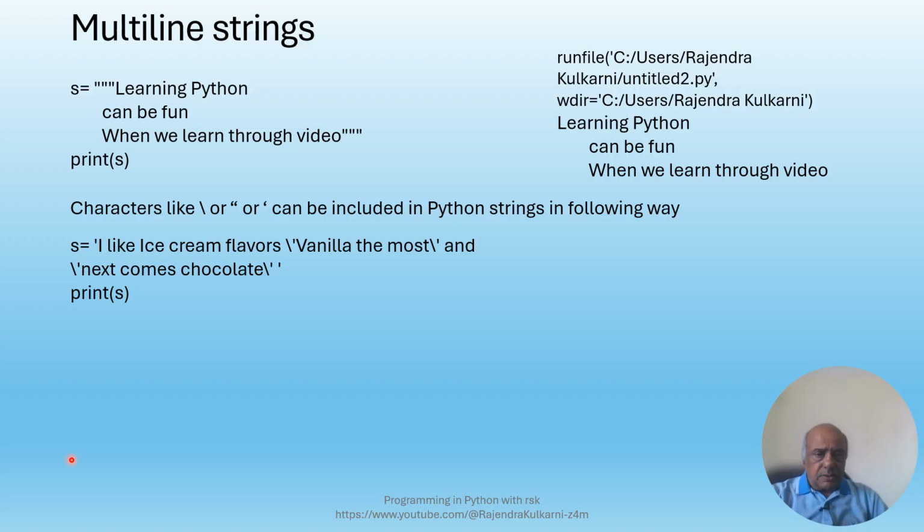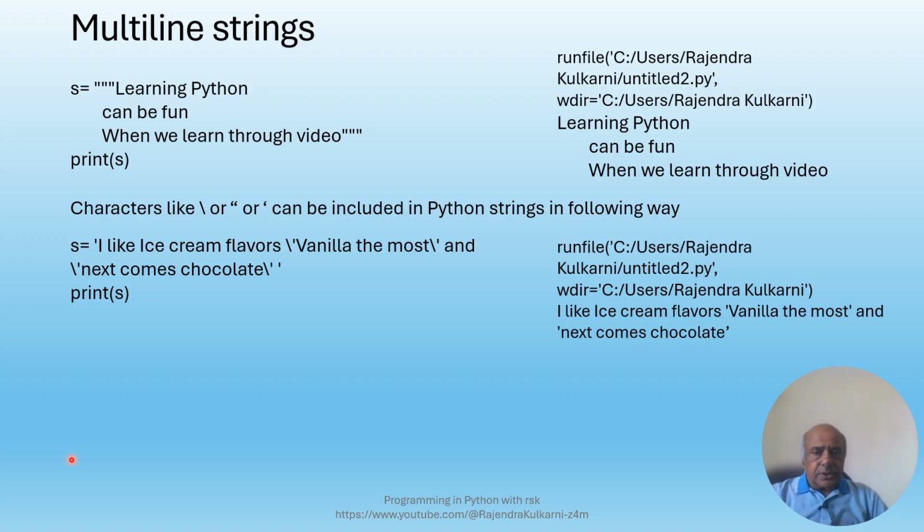So when we executed this program, this print statement caused the output: I like ice cream flavors, in single quotes vanilla the most, out of quote and another single quote substring, next comes chocolate.